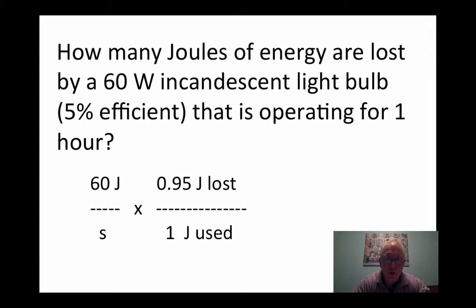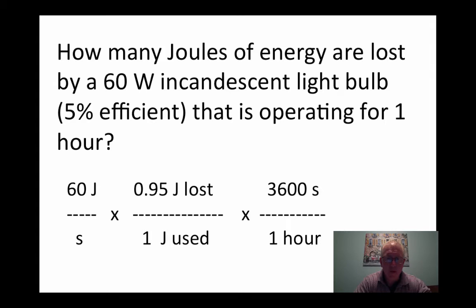But I'm not just going to throw up the number. I'm going to also indicate why I'm doing that. 0.95 joules lost for every 1 joule used, and that's why I'm multiplying by 0.95. That will give me the number of joules that are lost per second. I don't want the joules that are lost per second. I want it for an hour, so I'm going to add one more step up here to cancel out my seconds. There are 3,600 seconds in an hour, so seconds will now cancel out top to bottom. The number of joules used are going to be canceled out here, and I'm going to be left with the number that are lost per hour.